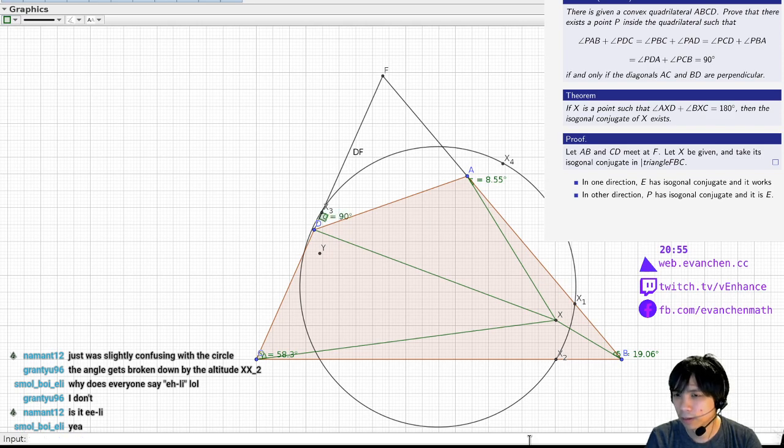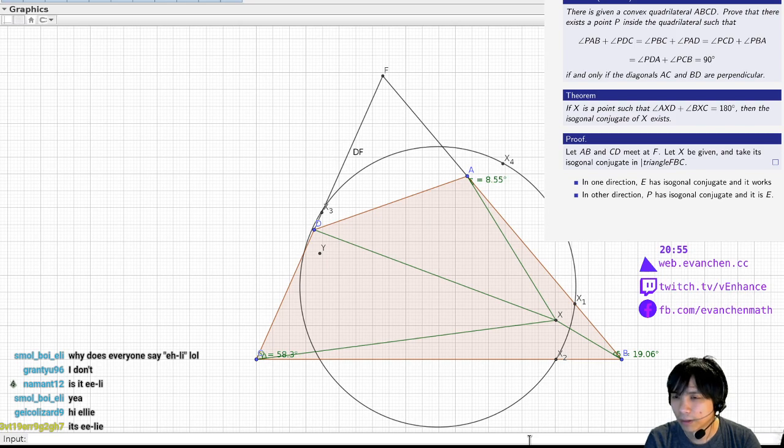Which is... no. Sorry. Where's the cyclic plot? It's so hard to see. Okay, it's okay. Angle A, C, D, X. We got it. So let me write this out so it's on the stream.